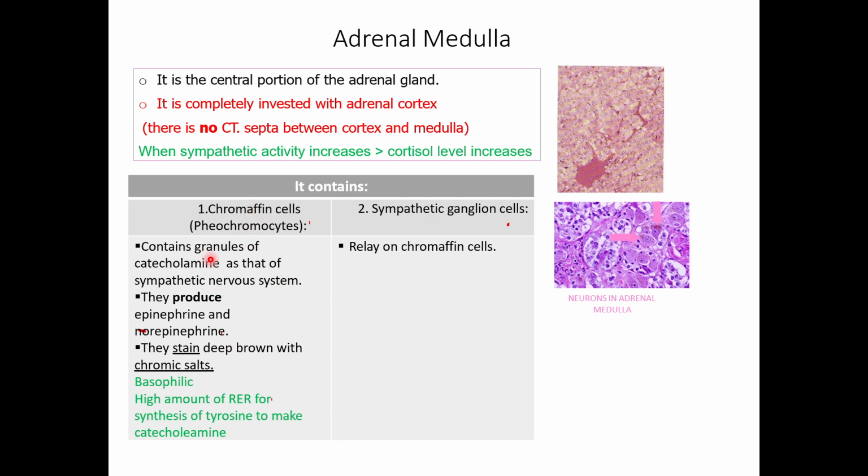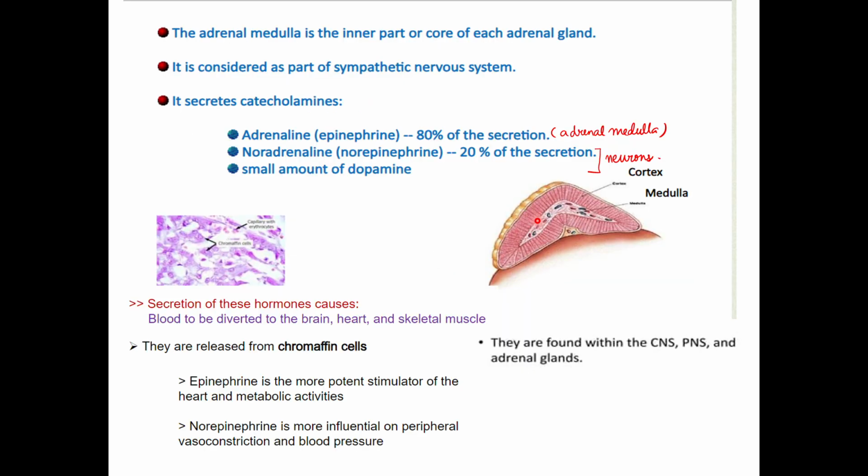And these cells contain granules of catecholamine, and they produce epinephrine and norepinephrine. These cells are basophilic and contain a high amount of rough endoplasmic reticulum because it is required for the synthesis of tyrosine, which is a substrate to make catecholamines. However, sympathetic ganglionic cells rely on chromaffin cells. Catecholamines include adrenaline, noradrenaline and dopamine, and 80% of the adrenaline is synthesized inside the adrenal medulla, and is released from the chromaffin cells.